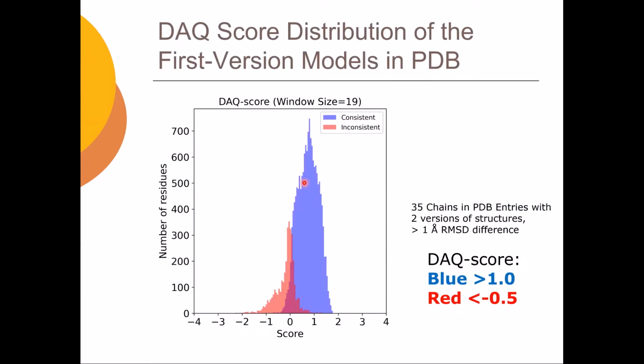This is the score distribution I showed you before. When the DAQ score is minus 0.5 or lower, or minus 1 or lower, it's likely that the residue assignment could be wrong, and it's worthwhile to go back to the structure and check it.